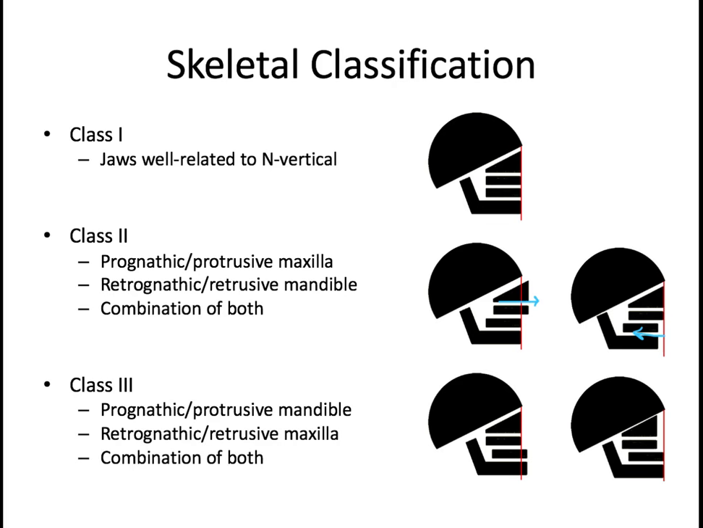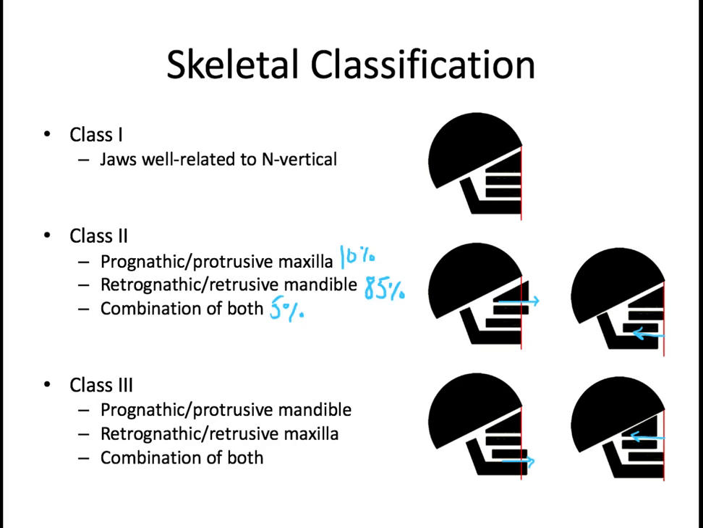For class 3, we have the opposite problems. We have either a prognathic mandible or a retrognathic or retrusive maxilla, or some combination of both. These are not exact numbers here, but for class 2, generally about 10% of people have a protrusive maxilla. About 85% have a retrognathic mandible. That's the most common problem. That leaves about 5% that have a combination of both.